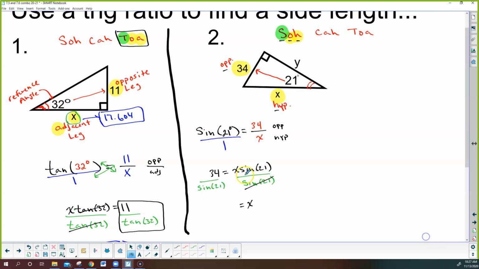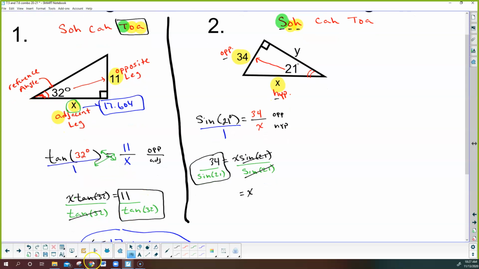And the sines of 21s are just numbers, right? Our calculator tells us that number, but we're just going to leave it as sine of 21. And now grab your calculator and do the same work we just did, except for now it's 34 divided by the sine of 21. Okay, I'll show you that in just a second.